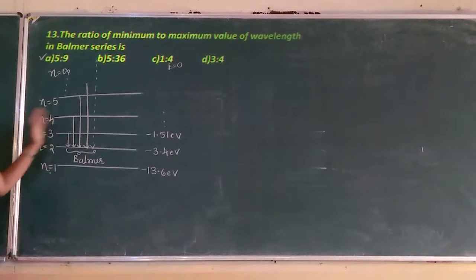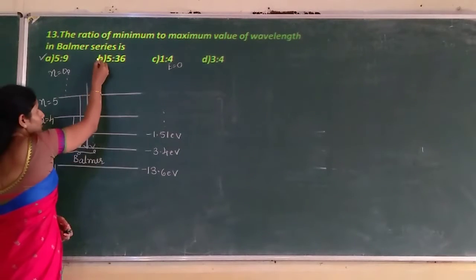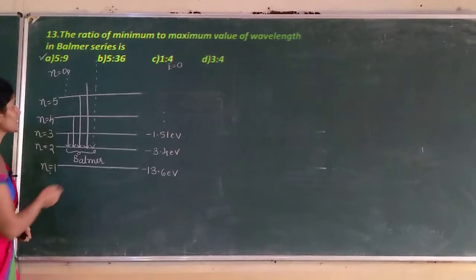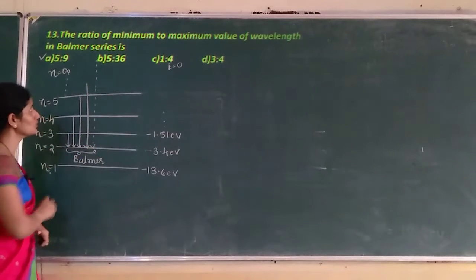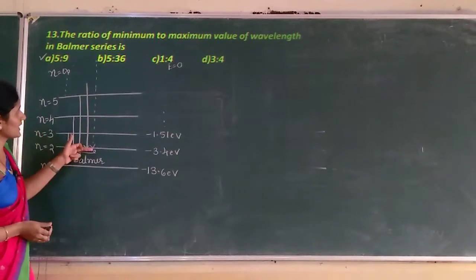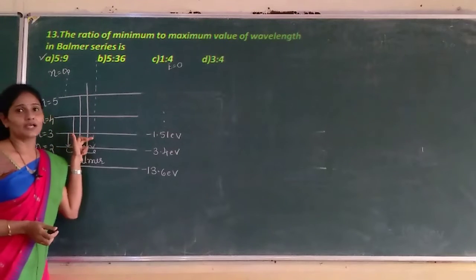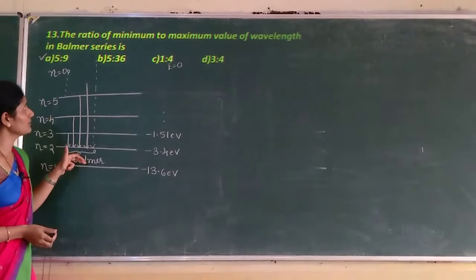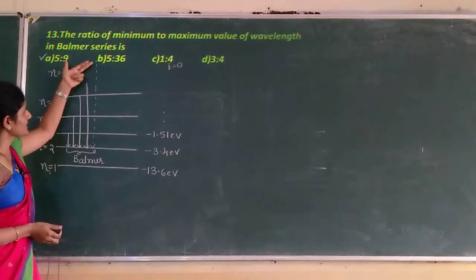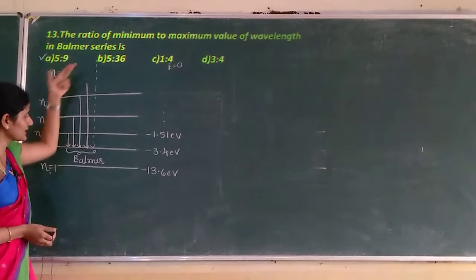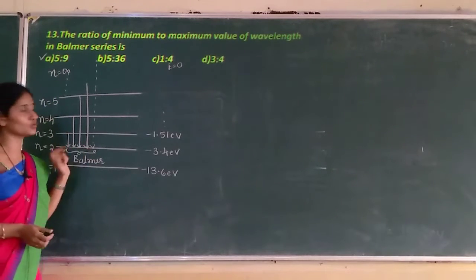Energy increases. We need to find when we get the shortest value of wavelength and when we get the longest value of wavelength. For the electron which is making transition from infinity to 2, energy of this electron is maximum. Energy of the electron is maximum, which is making transition from infinite level to n equal to 2.